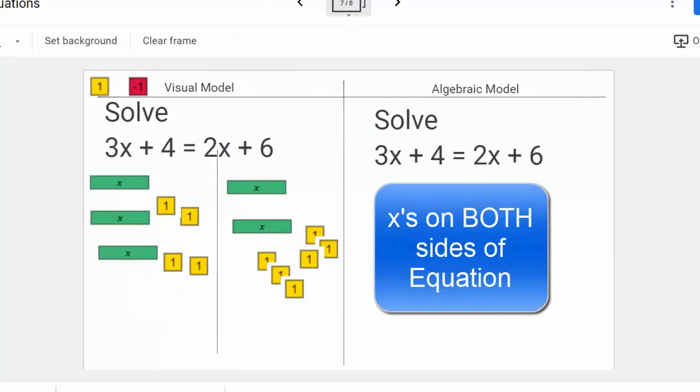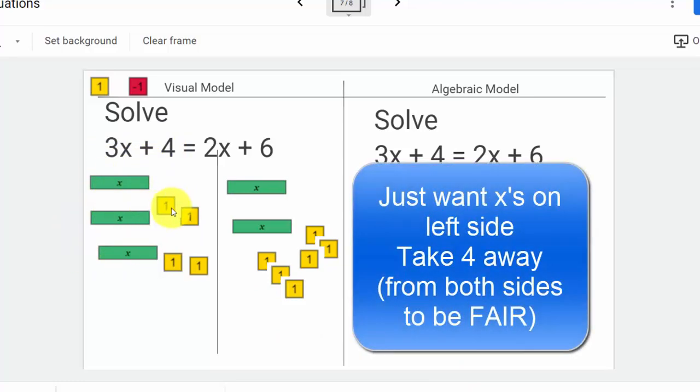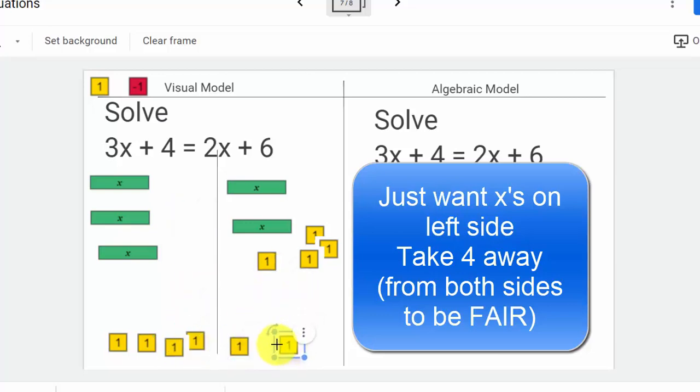Okay, same thing again. Now we've got x's on both sides. I'm going to start out the same way as I always have. I got this plus 4 here. I wish I just had x's on here, so I'm going to get rid of this 4. So if I take away 4 from the left-hand side, I better take away 4 from the right-hand side.